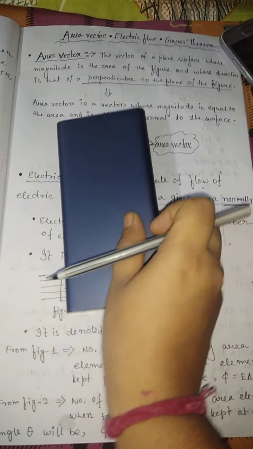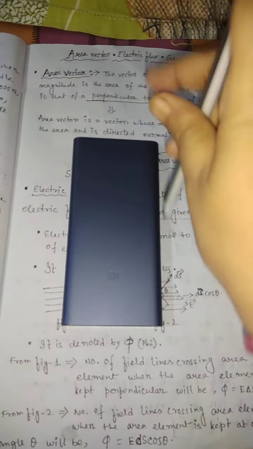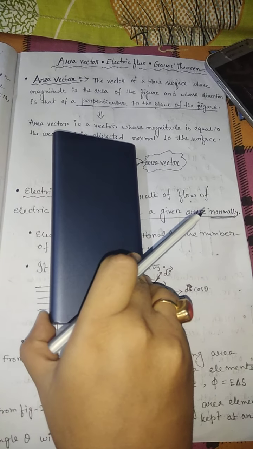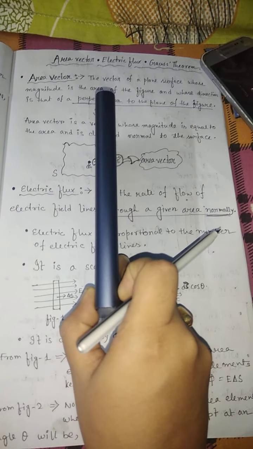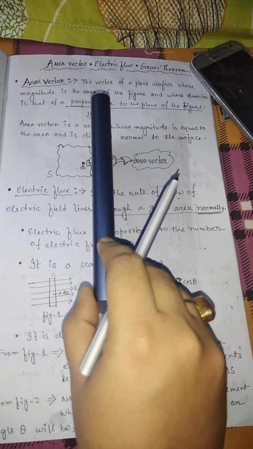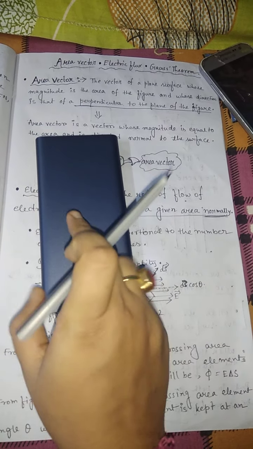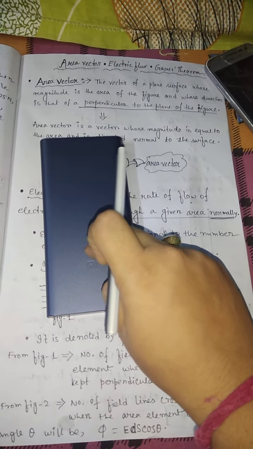Why? Suppose we place this surface this way. The number of field lines linked with this surface is more. Now if we change the position of this surface this way, the number of electric field lines linked with this surface is less compared to the first one. So between the electric flux in this condition and the electric flux in that condition, which one is more? This one is more. So here we consider two diagrams.